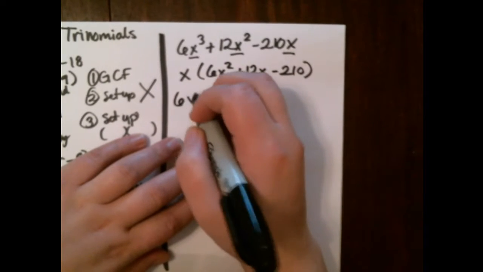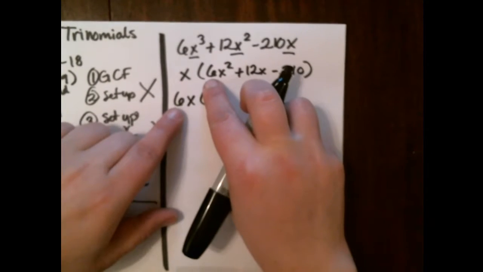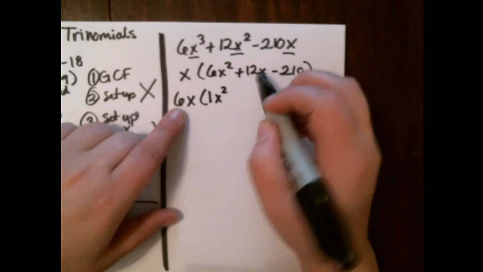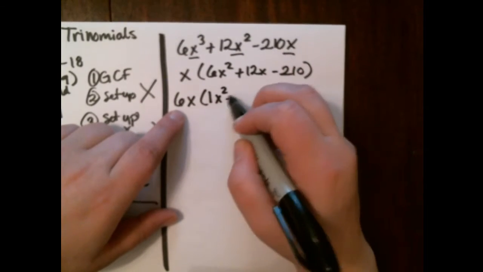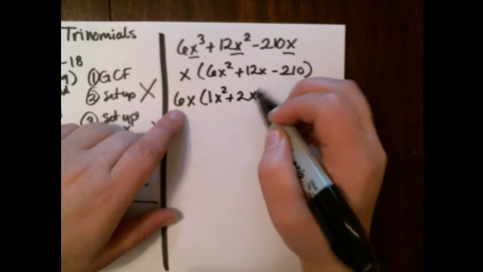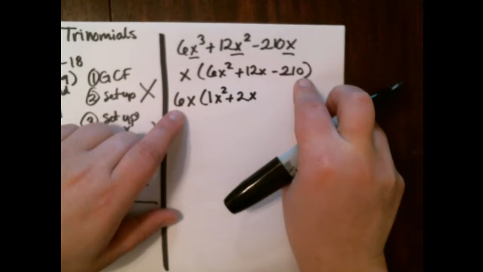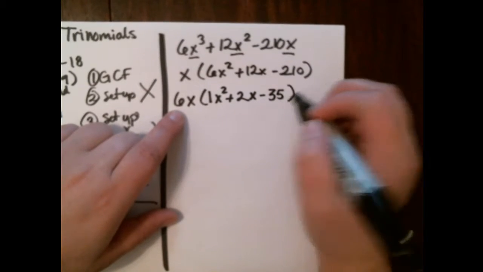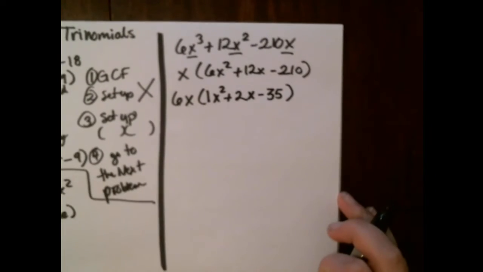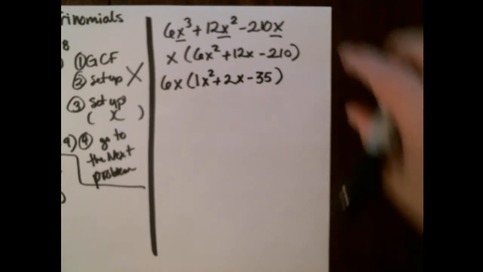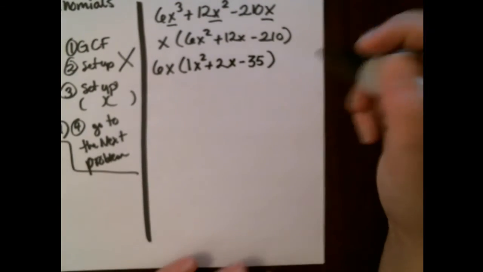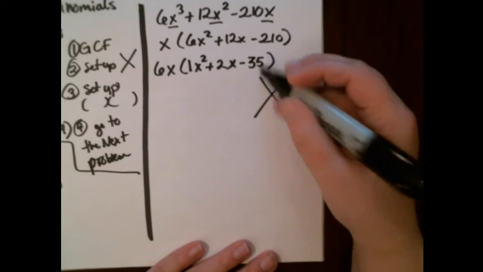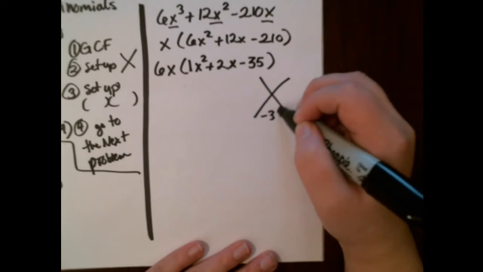So now I'm going to take a 6 out of every single thing. I'm going to factor a 6 out. 6 divided by 6 is a 1. The x squared stays. 12 divided by 6 is a 2. The x stays. 210 divided by 6 is 35. I've done the GCF, which is the part most of you were really struggling with. Then I'm going to set up my x. Boom, boom. 35, drop it down.